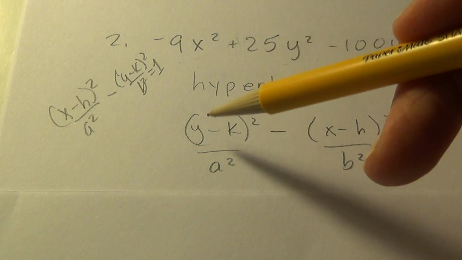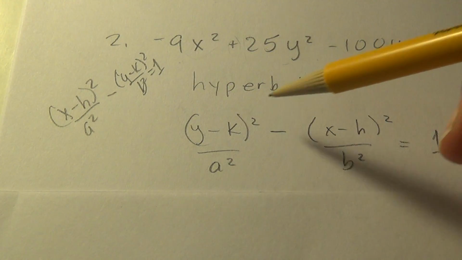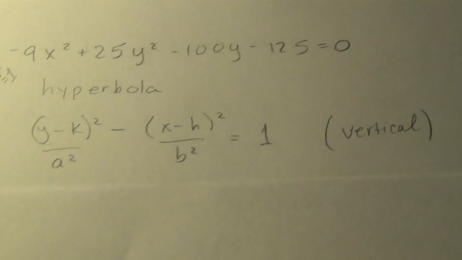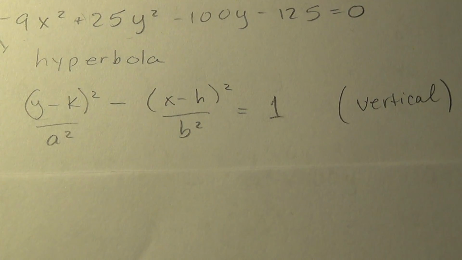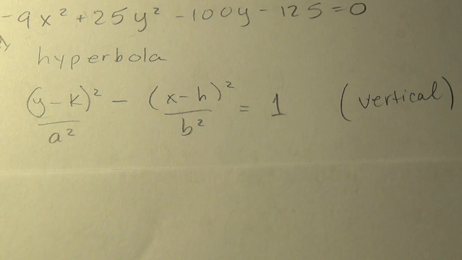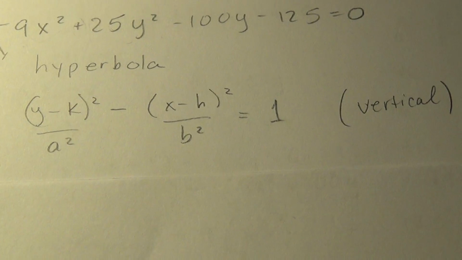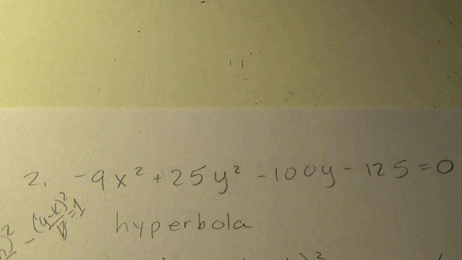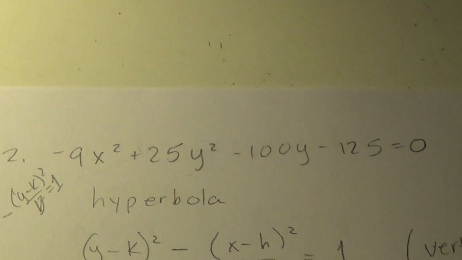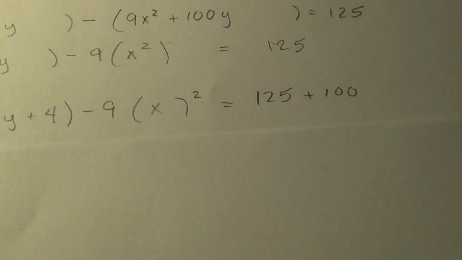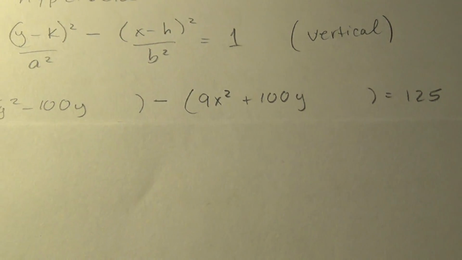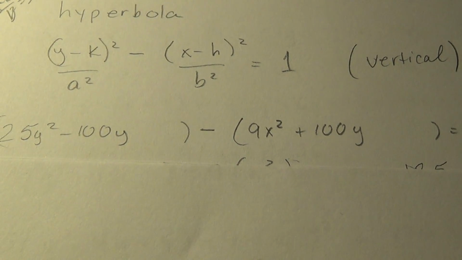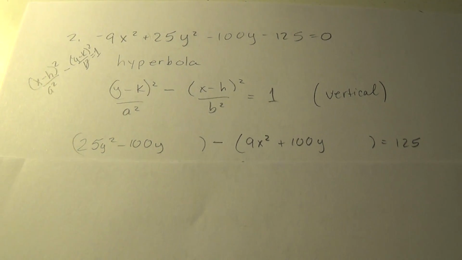When the y squared is positive, it is vertical. So we have a vertical hyperbola on our hands. Let's see if we can handle it. We're going to go back to the original, gather your x together, gather your y together, and take the constant to the other side. Where does that work? Right here. Let me pan in a little bit, or pan out.